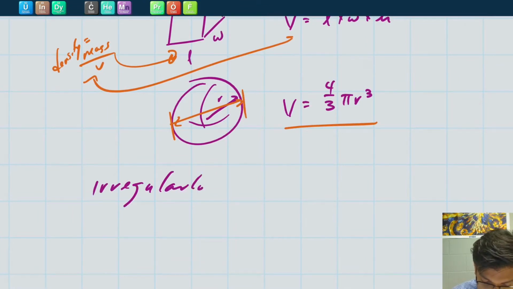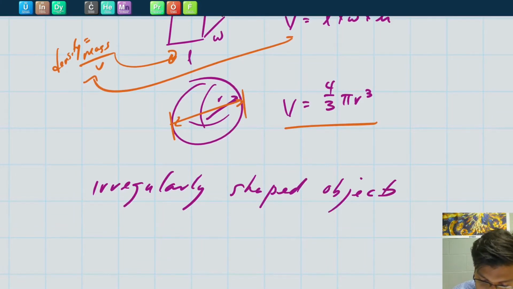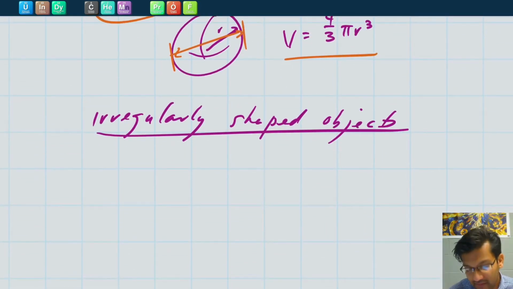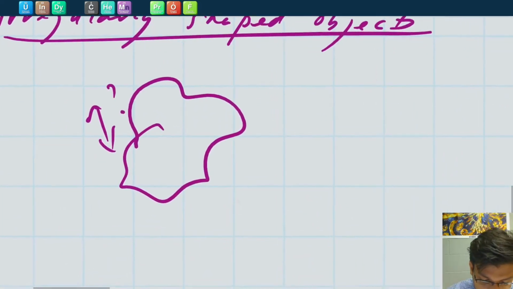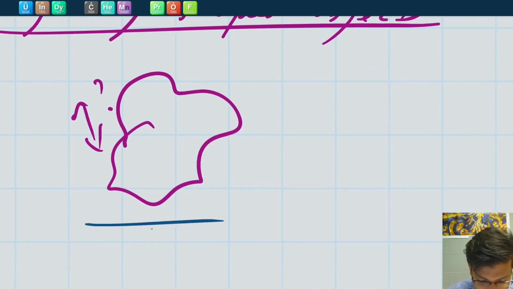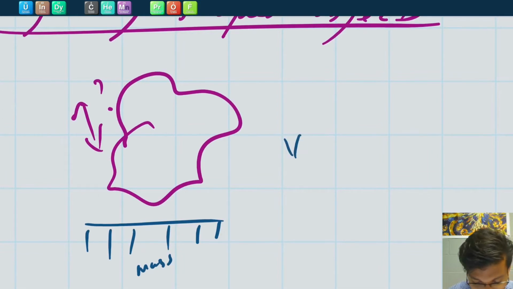Irregularly shaped objects. These are objects where you can't easily find the volume. Let's say it's a shape like this, right? Who knows how big that is? There's no easy way to find the volume of this by measuring the dimensions of this object. So how can we go about finding the density? Well, it's easy to get the mass, right? You just put it on a scale, you can get the mass. But the volume, what is the volume equal to?